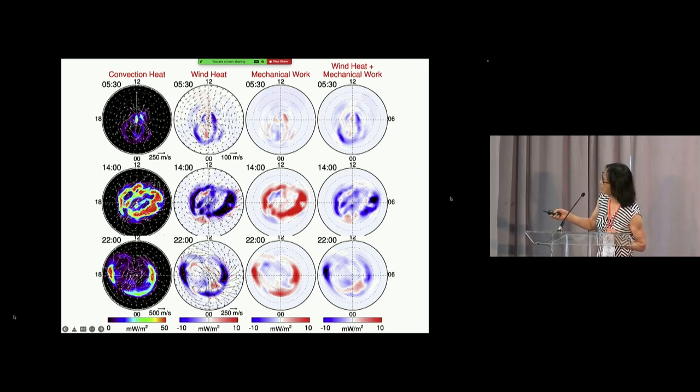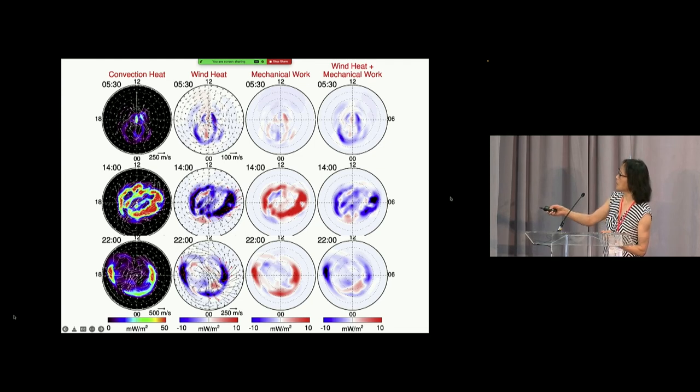So the vectors here are the ion drift, and the vector for the wind heating term is the neutral wind in the E region. In general, you see that most of the time the wind heating term is indeed negative, and the mechanical power has a sort of opposite effect to the wind heating term, but when you add these together, in general, you still get a negative term.